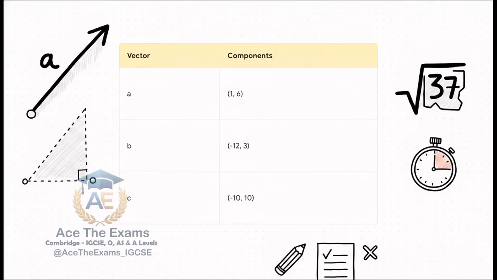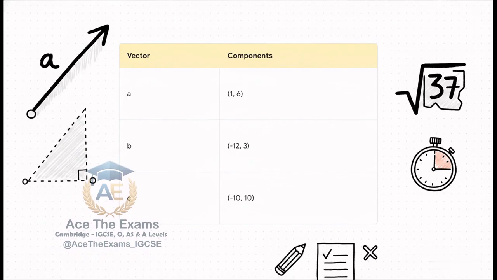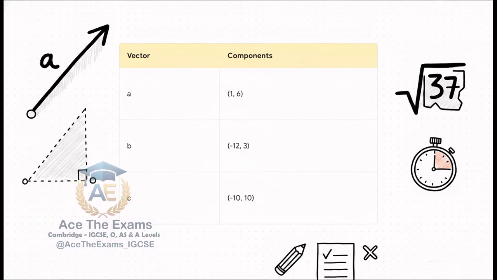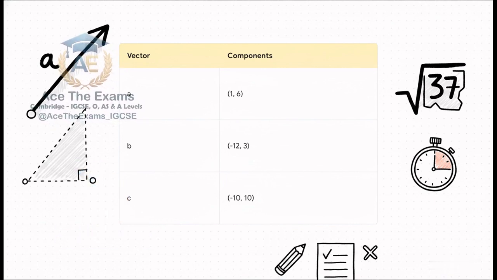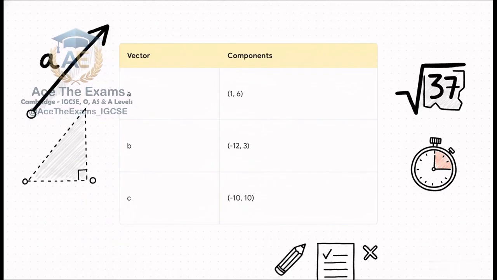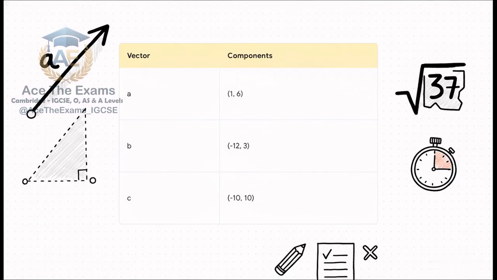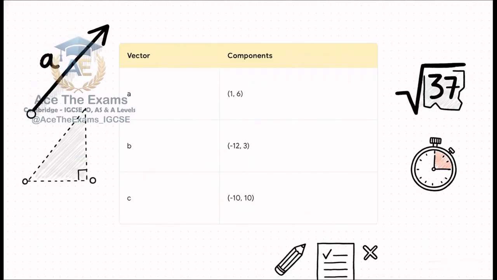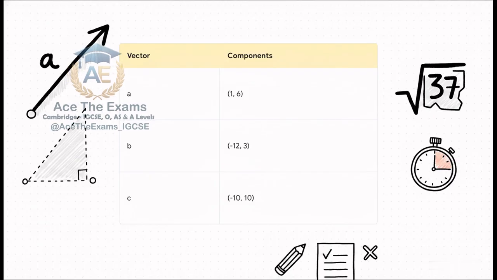Let's do a quick mental speed writing challenge right now. Imagine you have 30 seconds to lock in exactly how you would find the magnitude of vector A, which is given as 1 over 6. The PEEL paragraph you would construct for this is incredibly straightforward. Point: state the magnitude formula, which is the square root of x squared plus y squared. Evidence: extract the data. X is 1, y is 6. Explanation: do the math. 1 squared is 1, and 6 squared is 36. 1 plus 36 is 37. Link: the final answer is the square root of 37, calculated specifically to 1 decimal place.